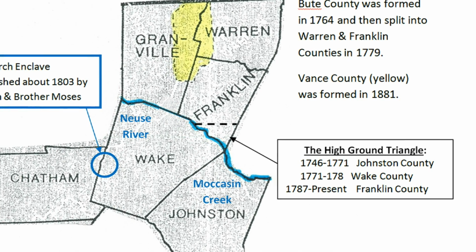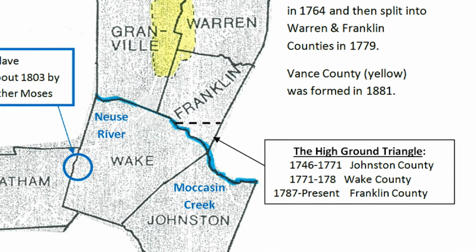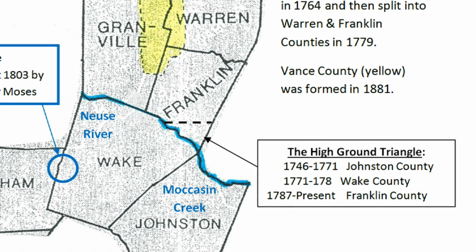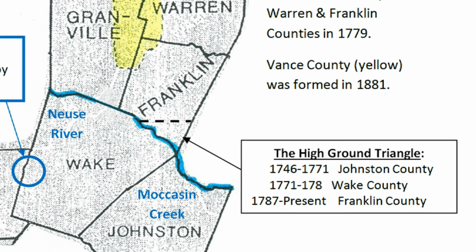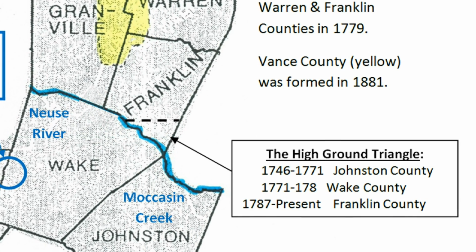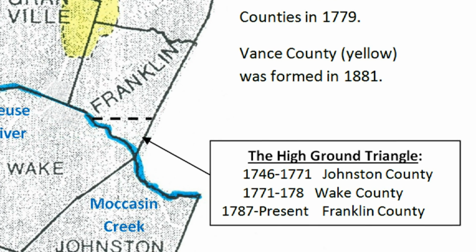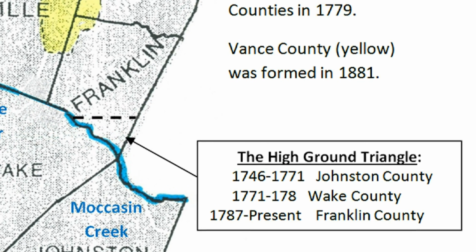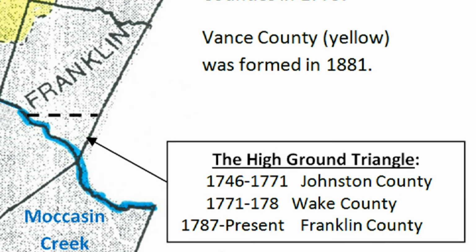So here's how it worked out. This little triangle from 1746 to 1771 was in Johnson County, the big county that formed Johnson and Wake. From 1771 to 1787, it was in Wake County. And from 1787 on until today, it was moved back into Franklin County. So we'll mention this more than once because these divisions make a difference about where we think our ancestors were at a given point in time.